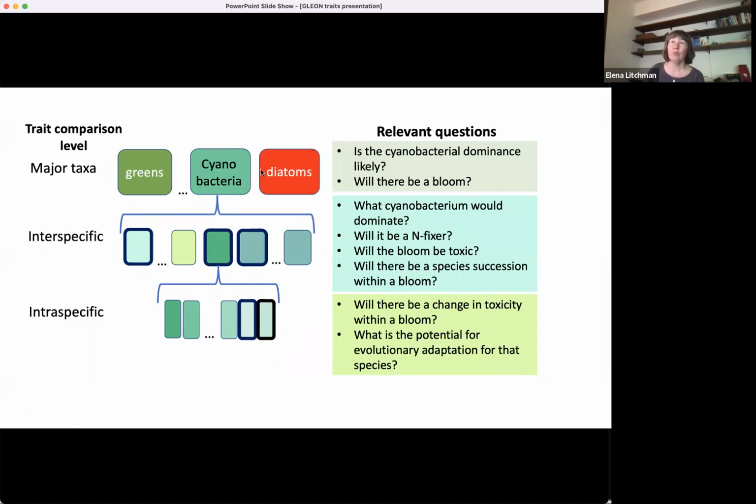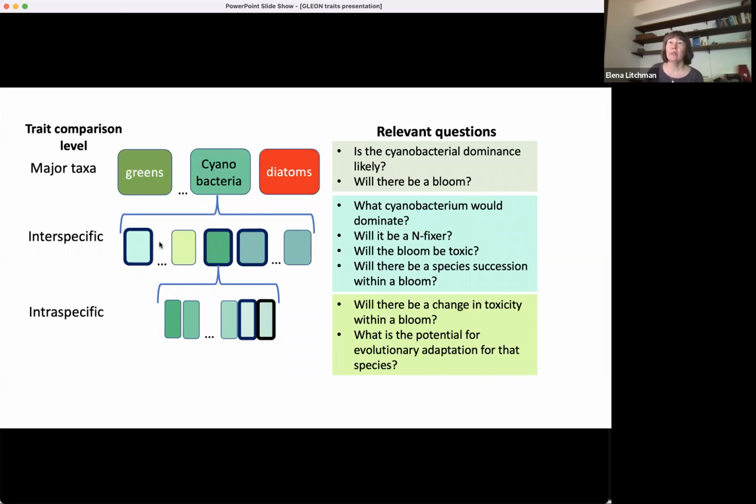For example, when we compare traits across different functional groups, we can ask the following questions. Is cyanobacterial dominance likely? Whether the conditions that we see would be selecting for that combination of traits that is characteristic of cyanobacteria. And we can also ask, will there be a bloom of cyanobacteria?